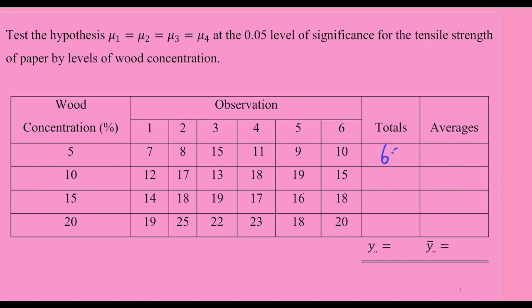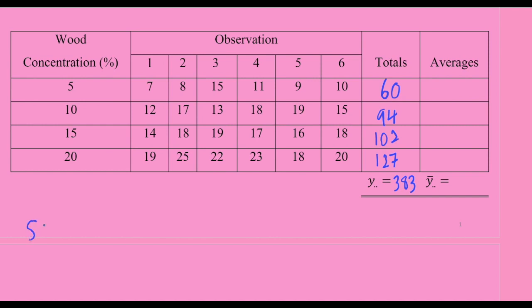So the totals were 60, 94, 102 and 127. Y dot dot was 383. The correct formula for SSA is 1 over n times the sum of squares of yi dot, minus y dot dot square divided by capital N.